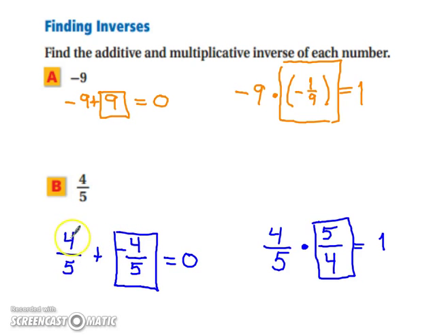So you have 4/5 plus -4/5, that's going to give you 0. And then if you do 4/5 times 5/4, that gives you 1. So those are your additive and your multiplicative inverse.